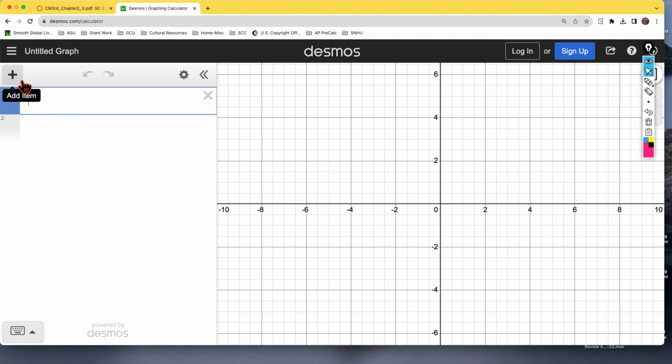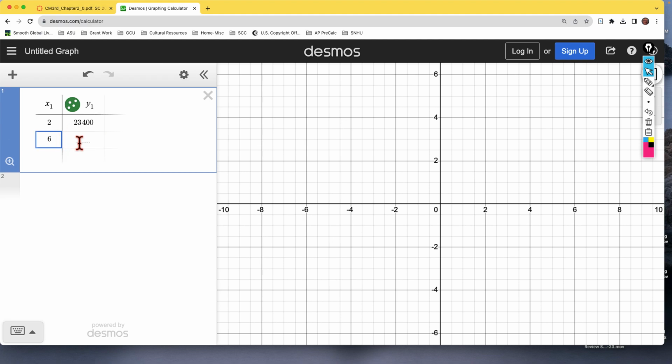What we're going to do is we're going to hit this plus sign because we're going to actually put in a table where we enter in the points. So x1 would be our first point, which was 2. What was the y value? 23,000 something? 400. We're going to put that in there. And then we're going to put the next year, which was year 6, and 27,800. Okay, so I put in my 2 points.